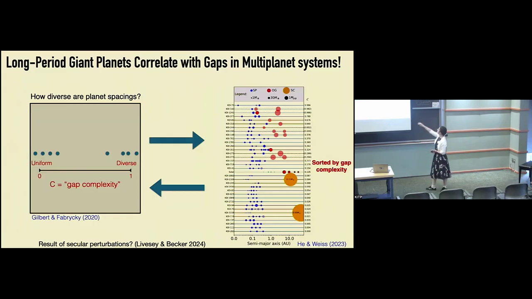We also looked for patterns. We basically repeated this exercise, but instead of sorting by gap complexity, we sorted by things like mass partitioning and, I forget what else, we tested a bunch of the other typical architecture metrics, and they were all really boring. It was all non-detections. This was the only detection. And I actually would have expected that giant planets might enhance mass irregularity among the transiting planets, particularly if they drive more giant impacts, which results in stochastic mass doubling. But we didn't see that.